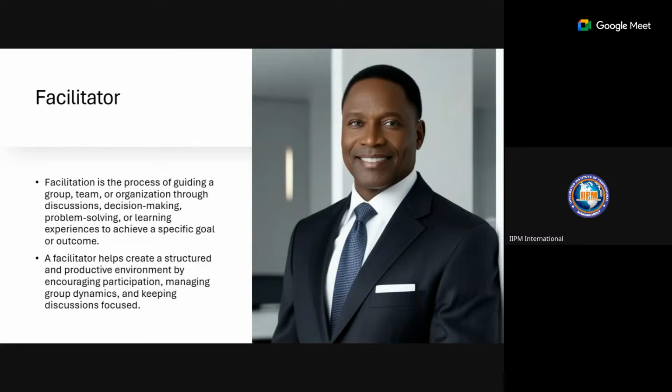Even if it's not problem solving at the immediate or decision making at the immediate, okay, it has to be something that at the end of the day will help them solve problems or help them take decisions that will help them achieve specific goals. A facilitator helps create a structured and productive environment by encouraging participation, managing group dynamics, and keeping discussions focused.